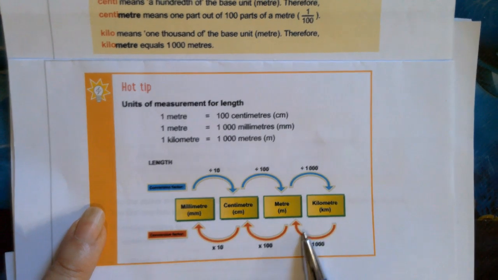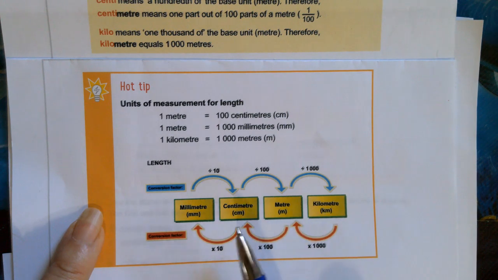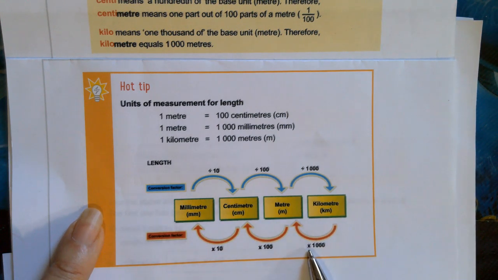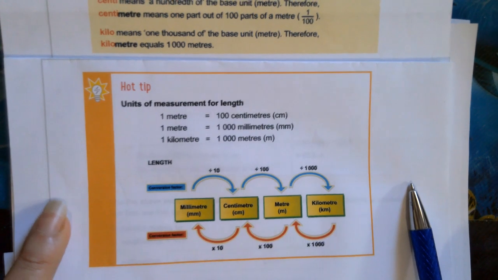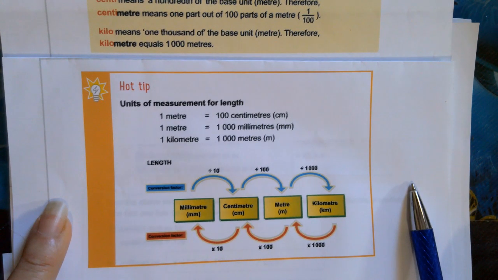When you're coming back the other way, going from the bigger units to the smaller units, your number is getting bigger. To make a number bigger, you need to multiply, again by the same conversion factors. This diagram will be very handy for you to copy into your book.